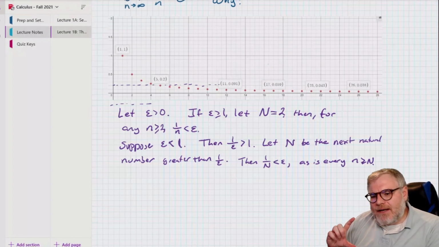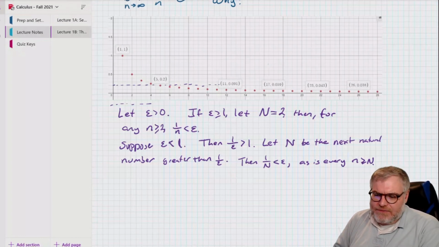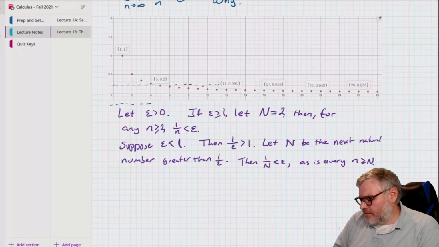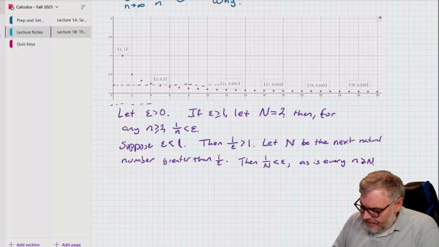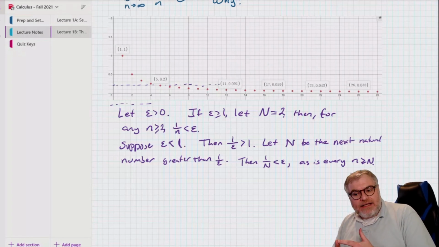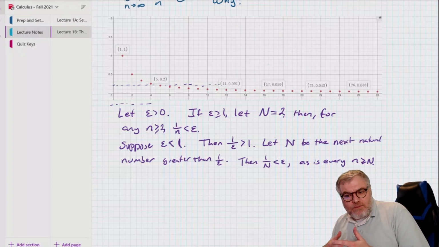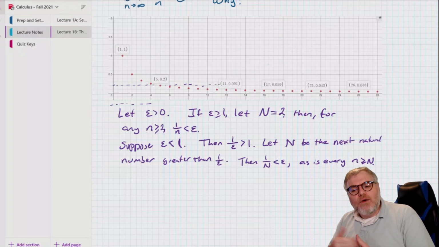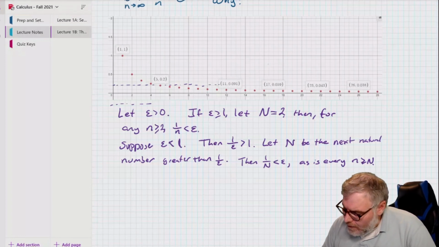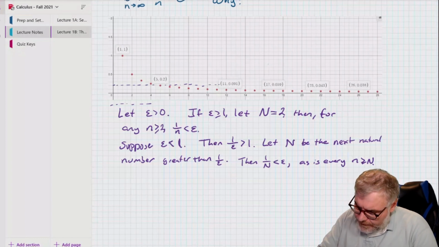Now, what I'm going to do is I'm going to pick the next natural number greater than 1 over epsilon, because you could have given me 1 over pi, right? If you give me 1 over pi, I'm going to pick 4. That means that whatever you gave me, if you gave me 1 over pi, 1 over epsilon is pi, which would give me 4. So I'll just write that down.